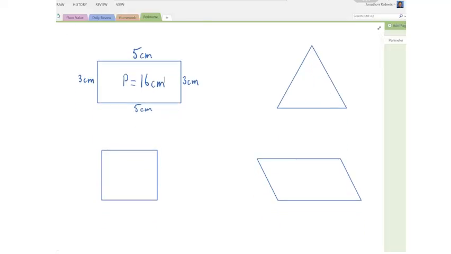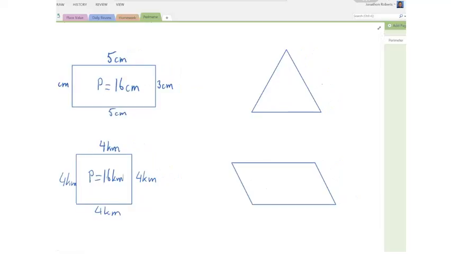Let's say this shape here is a large farm, and this is 4 kilometers, 4 kilometers, 4 kilometers, and 4 kilometers. If I was to walk around the outside of this shape, I would walk 4, 4, 4, and 4, which will give me a perimeter of 16 kilometers.